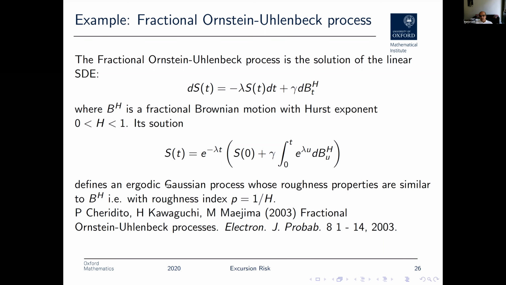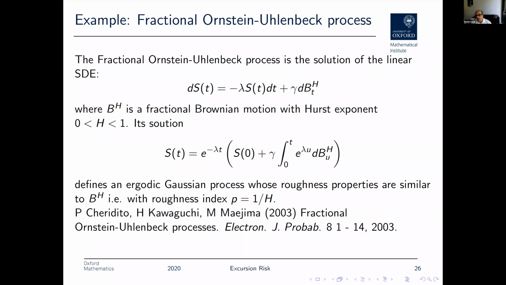And this defines an ergodic Gaussian process whose covariance and mean are explicitly computable, so I'm not going to do it here, and whose roughness properties are similar to fractional Brownian motion. So it has the same roughness index as the driving fractional Brownian motion. That's the only thing we're interested in here. I'm not going to say more about the fractional Ornstein-Uhlenbeck, but there is a very nice paper by Cheridito et al., which studies this, and again, it's something that you find a lot in papers on rough volatility these days. So that's why it's an interesting example.